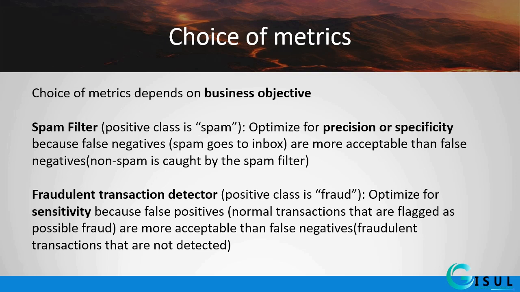Thus, our priority is to minimize false positives, and so we might choose to optimize our model for precision or specificity. Our second example is a fraudulent transaction detector for a website in which an observation represents a transaction and the positive class is fraud. In this case, the website owner might judge that false positives in which normal transactions are flagged as possible fraud are more acceptable than false negatives in which fraudulent transactions are missed, since the former can often be resolved without losing a sale, while the latter likely results in the loss of money. Thus, our priority is to minimize false negatives, and so we might choose to optimize our model for sensitivity.